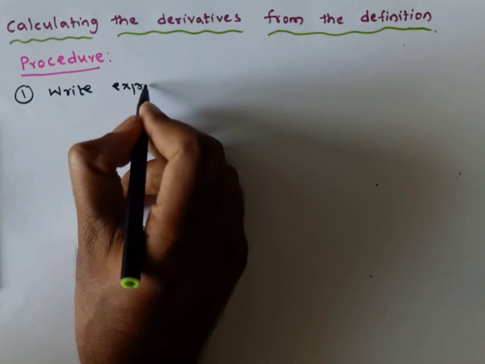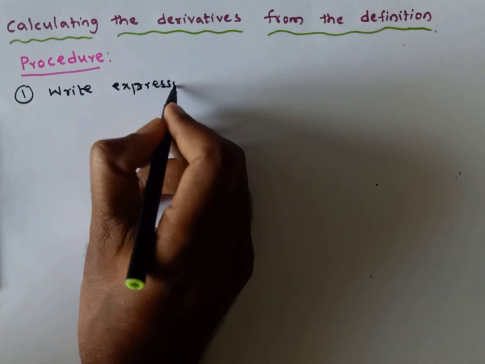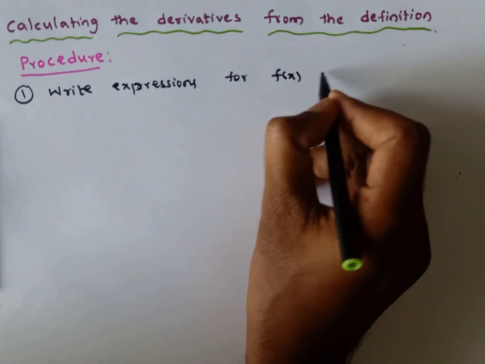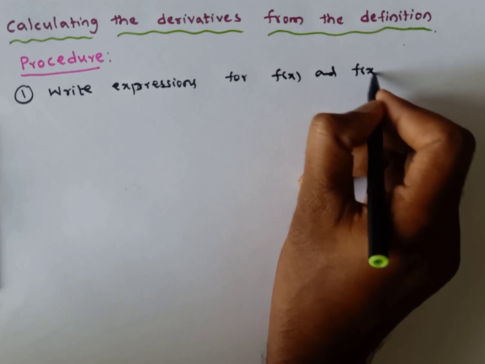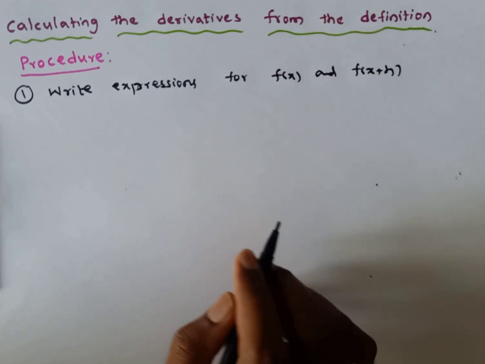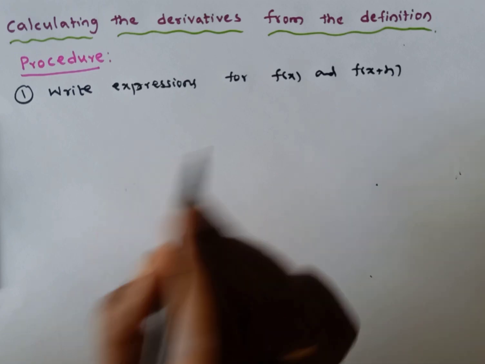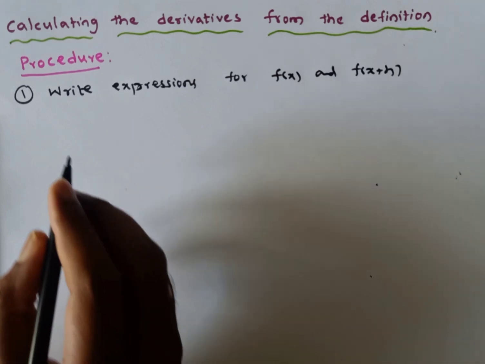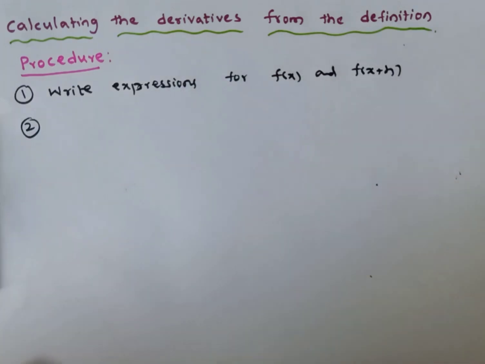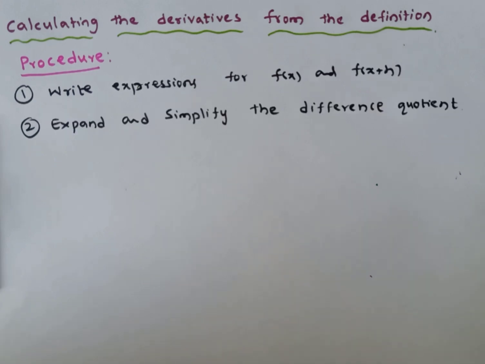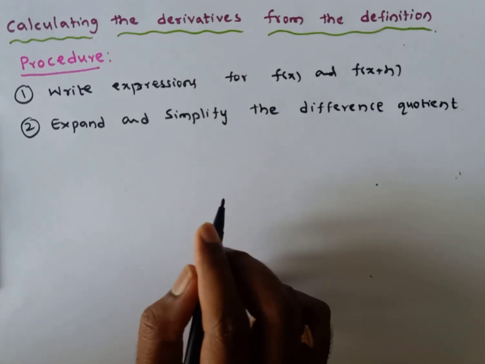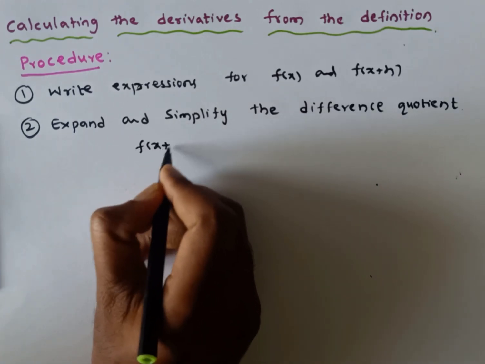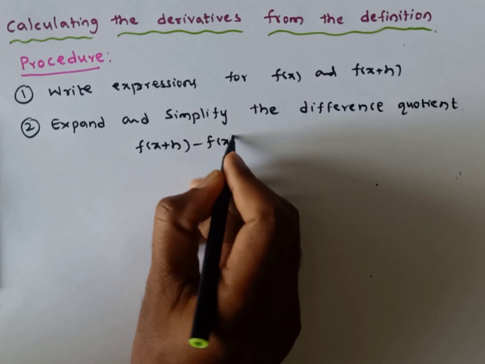for f of x and f of x plus h, right? In the problem, the function may be given in terms of y equal to something. So y is nothing but f of x only. So first you need to write the expressions for f of x and f of x plus h. And second, expand and simplify the difference quotient. You know the difference quotient, right? That is f of x plus h minus f of x by h.